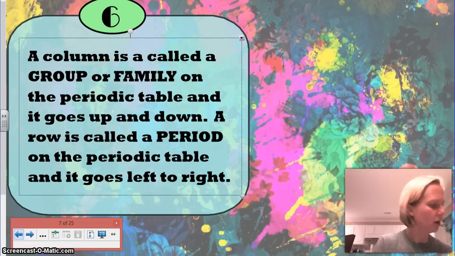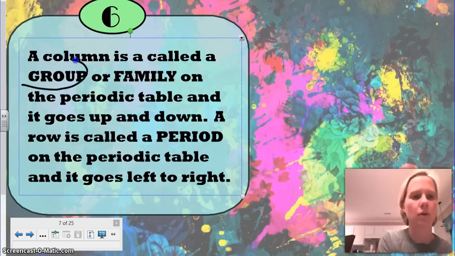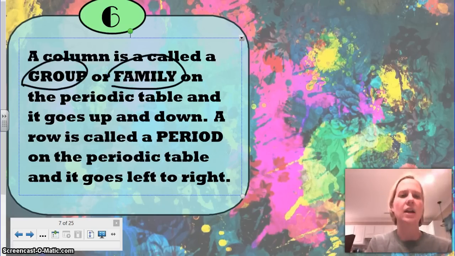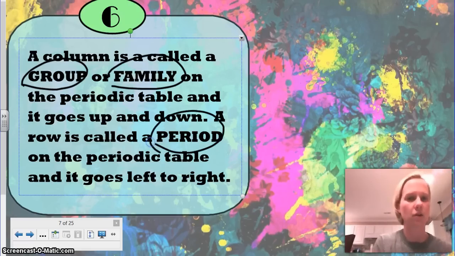The next question was just kind of a fill in the blank. A column on a periodic table is called a group, or the family, and it goes up and down. A row, which goes left to right, is called a period. So just know those basic terms.